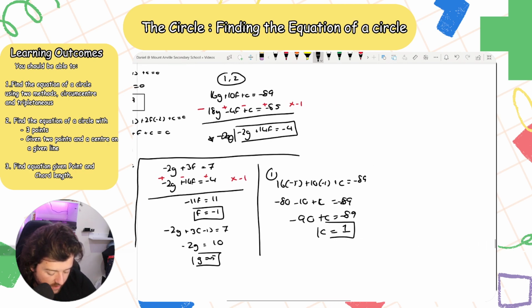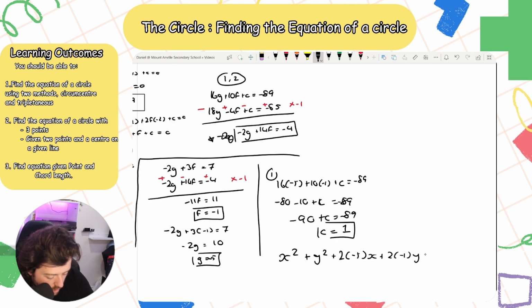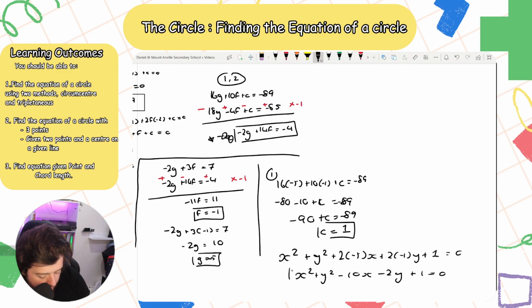So therefore, I have my g, f, and c. So my equation is x squared plus y squared plus 2 times -5x plus 2 times -1y plus c, which is 1, equals 0. So x squared plus y squared minus 10x minus 2y plus 1 equals 0. And that is the equation of my circle there.